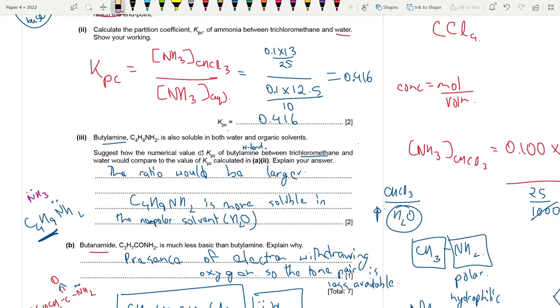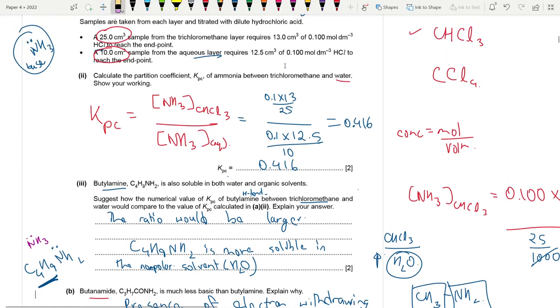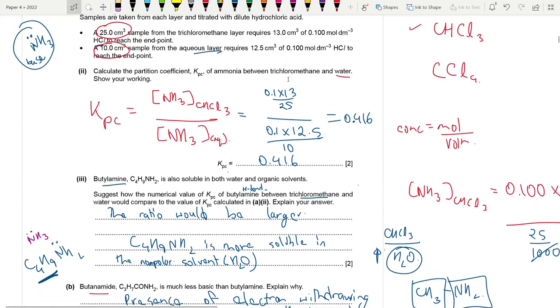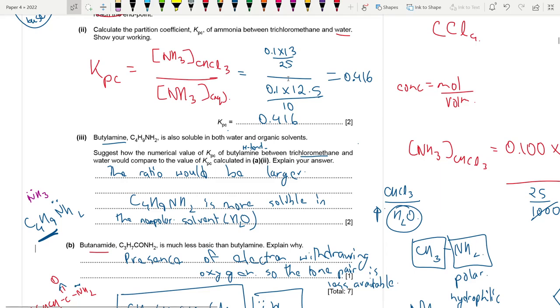So let's compare the KPC with ammonia. Butylamine compared to ammonia will be more soluble in the organic solvent, basically in the trichloromethane layer. As a result, the KPC will be larger. So let's answer this. We should say that KPC will be larger for butylamine compared to ammonia. Why is that? Butylamine contains a hydrophobic or a non-polar chain, right? So it will be more soluble in the non-polar solvent than ammonia.